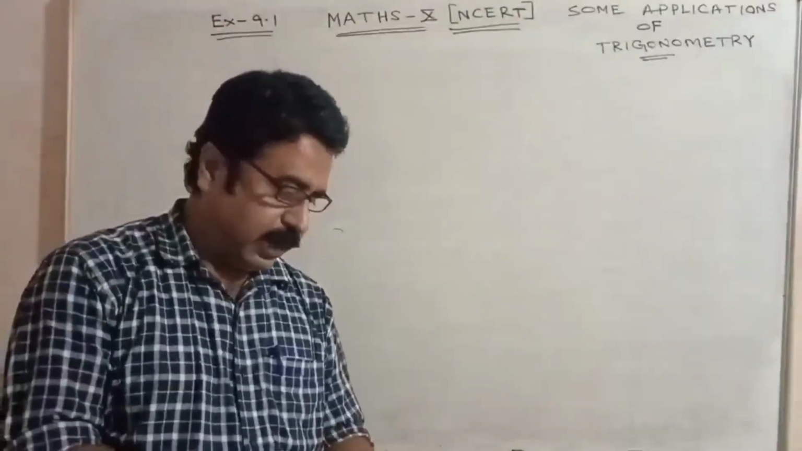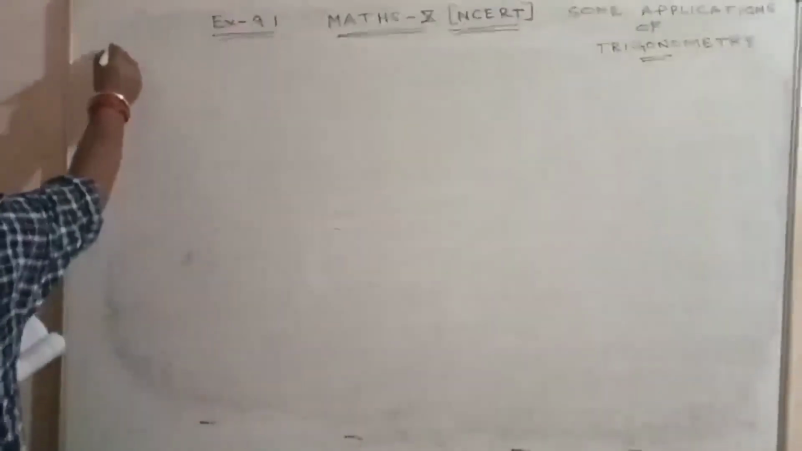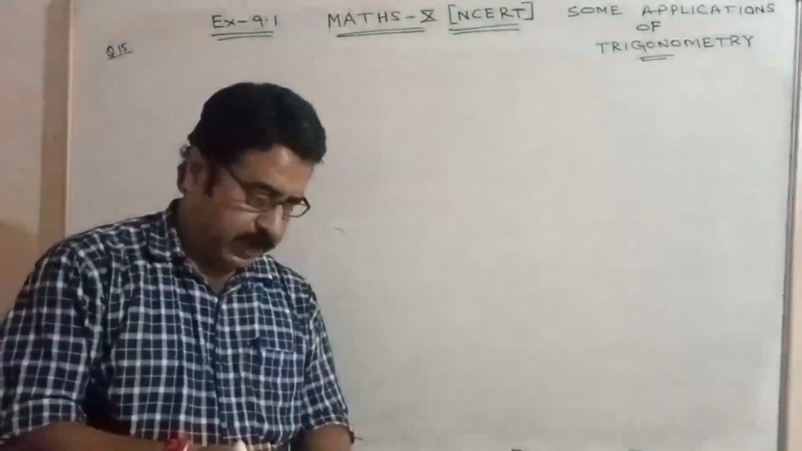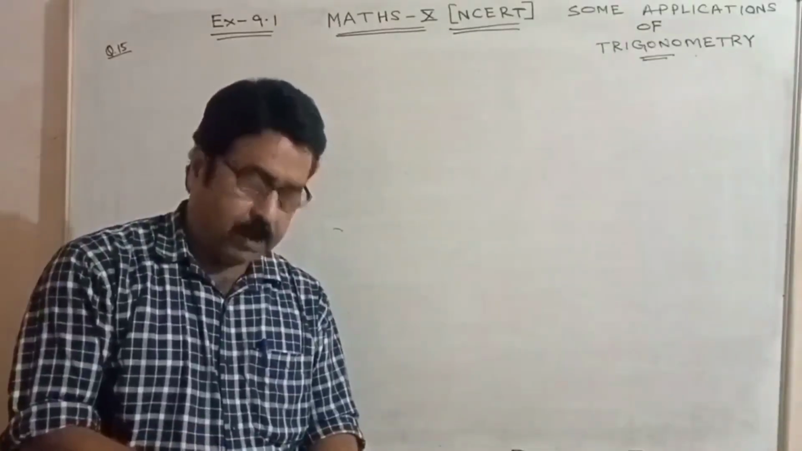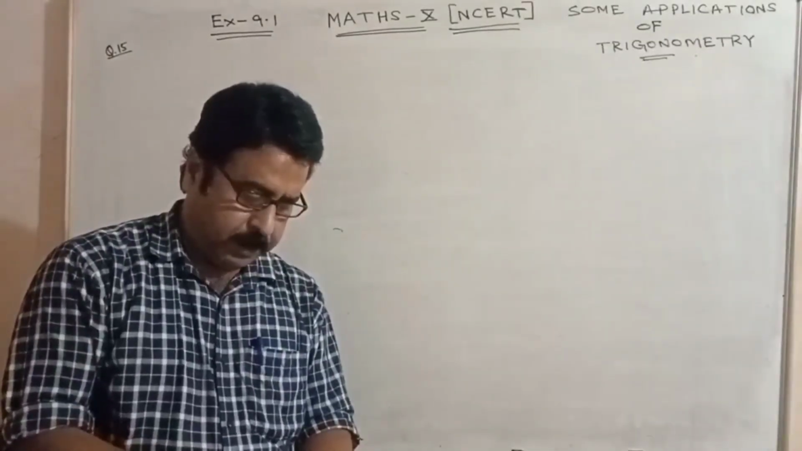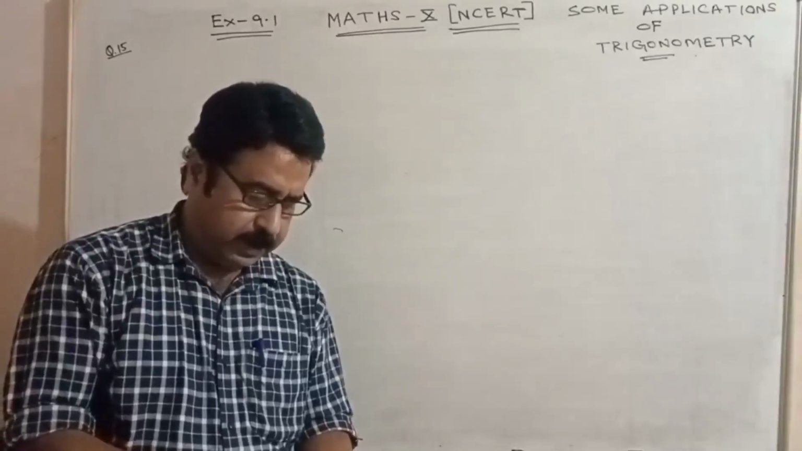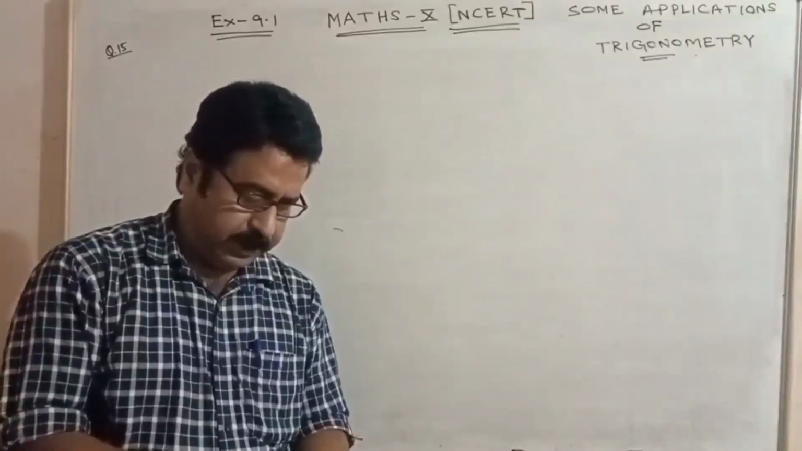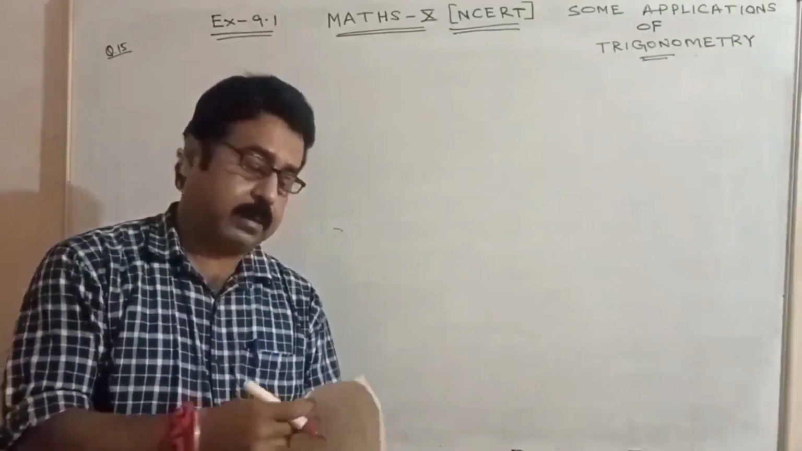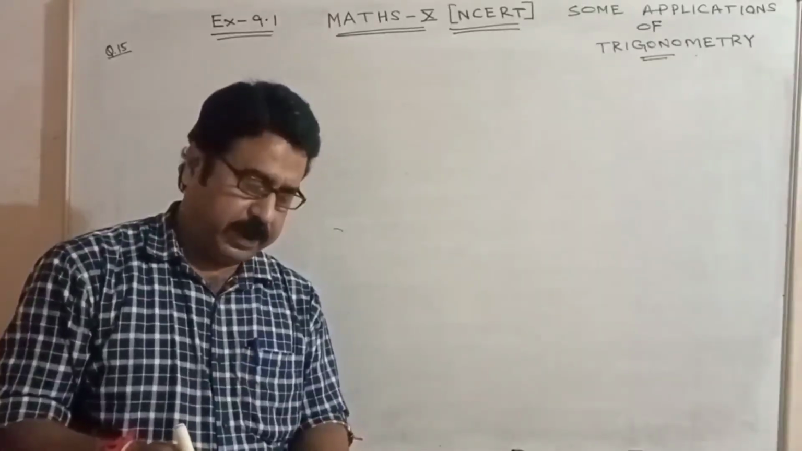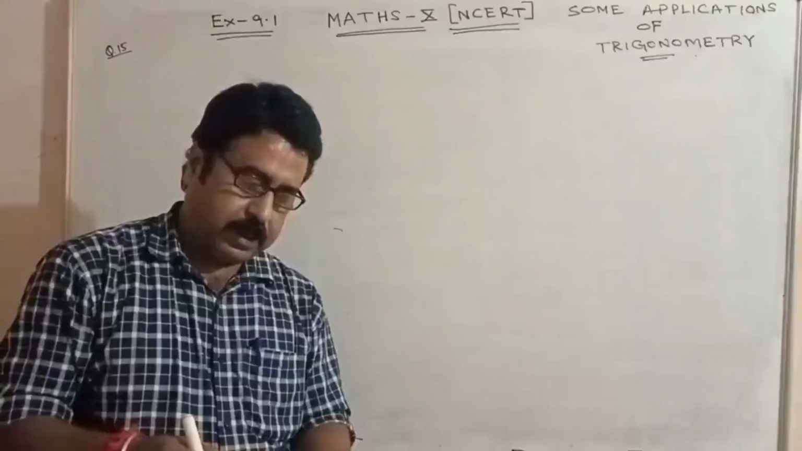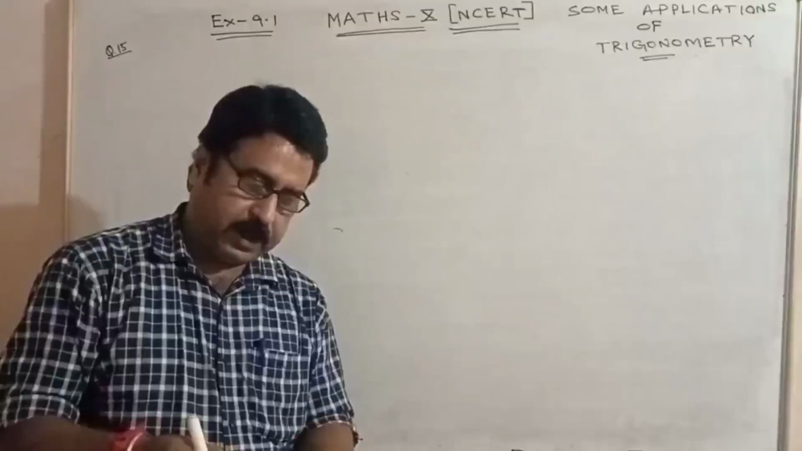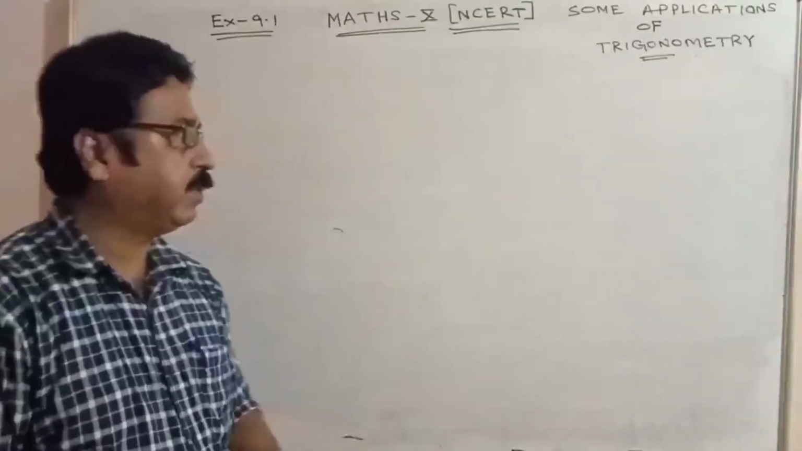Next, it is the last question, question number 15. A straight highway leads to the foot of a tower. A man standing at the top of the tower observes a car at an angle of depression of 30 degree, which is approaching the foot of the tower with uniform speed. 6 seconds later, the angle of depression of the car is found to be 60 degree. Find the time taken by the car to reach the foot of the tower from this point.